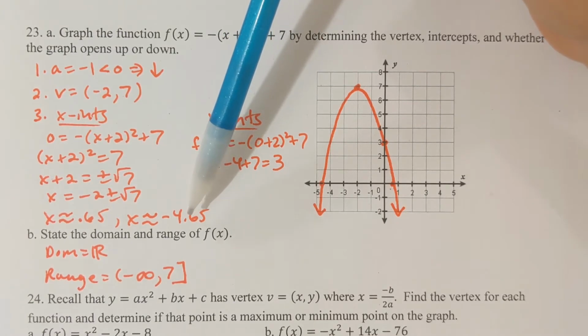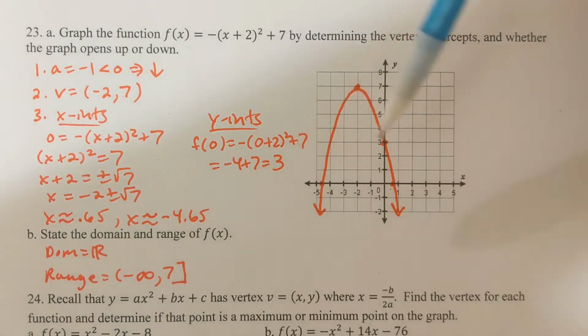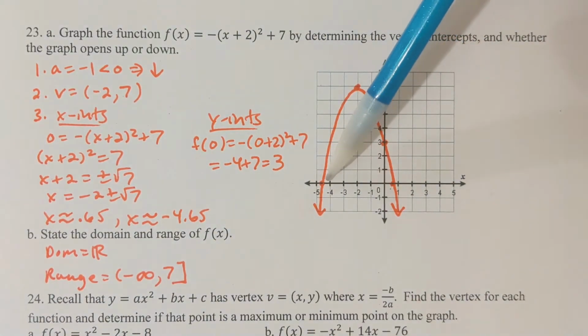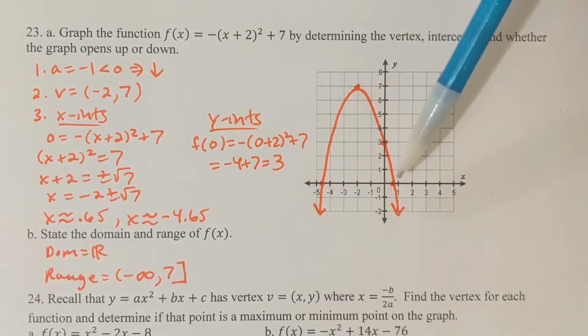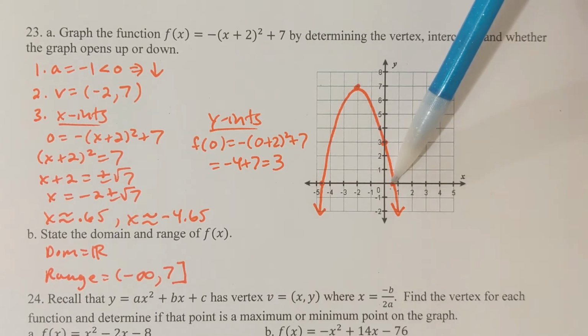Okay, so I can plot my two x-intercepts here. One of them is going to be at negative 4.65 roughly. That'd be about right here. Okay, and then 0.65, that'd be about right there.